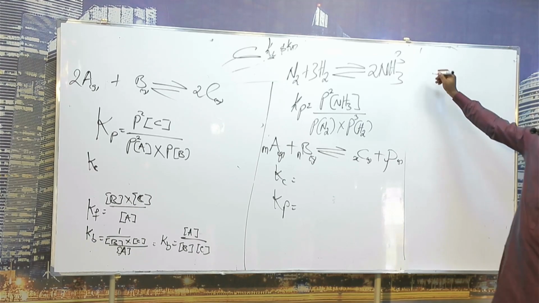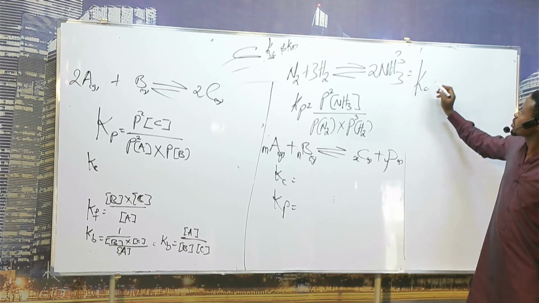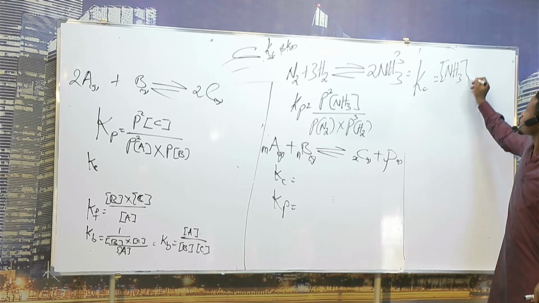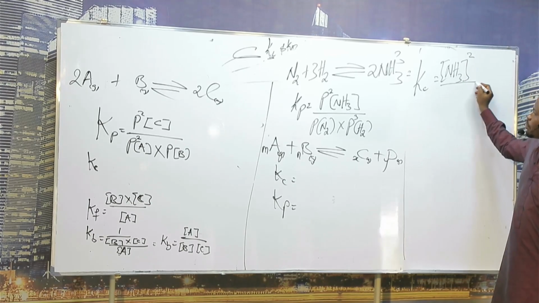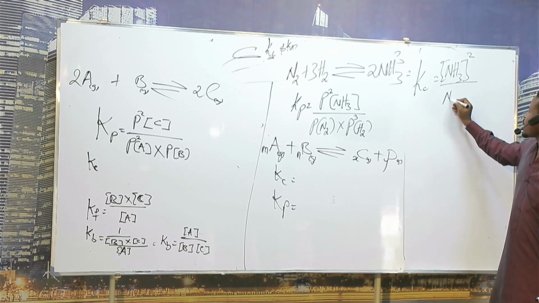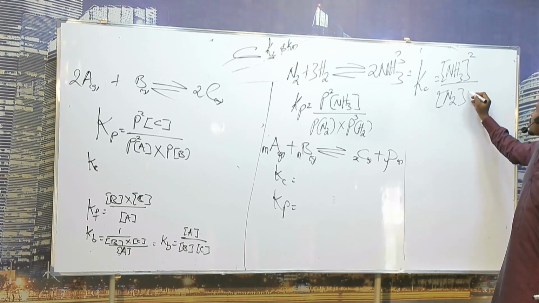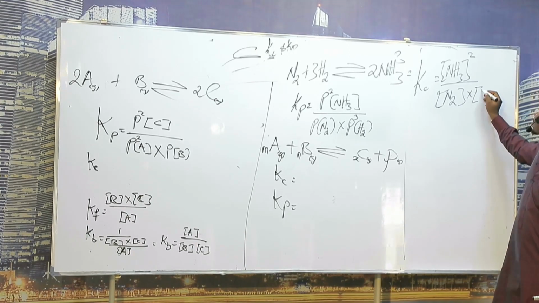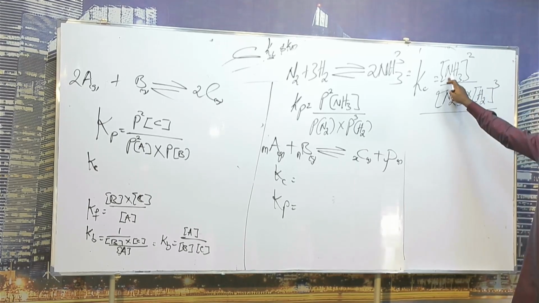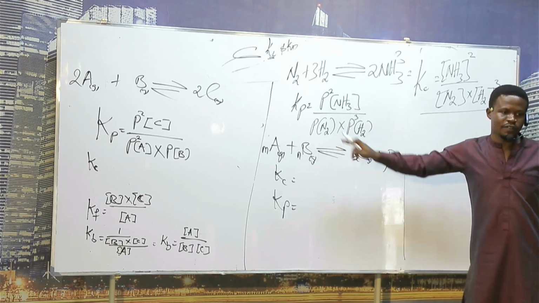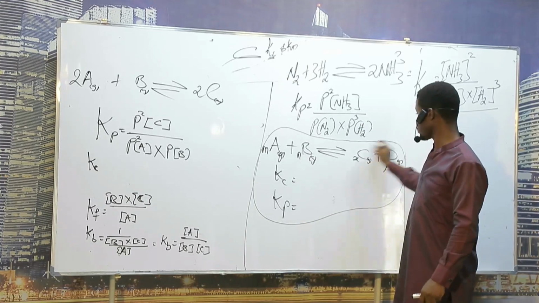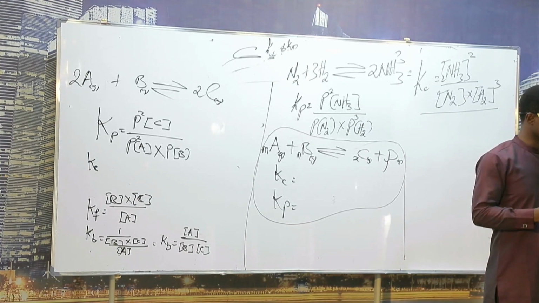Okay, in terms of Kc for this guy, for Haber process, it's going to be what? NH3 raised to power what? 2 over what? Over what? N2 times what? H2 raised to power what? 3, in terms of concentration. This guy is in terms of partial pressure. So express this thing for me in terms of concentration and in terms of partial pressure.